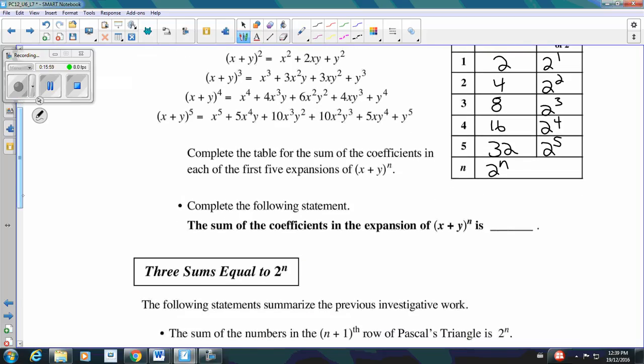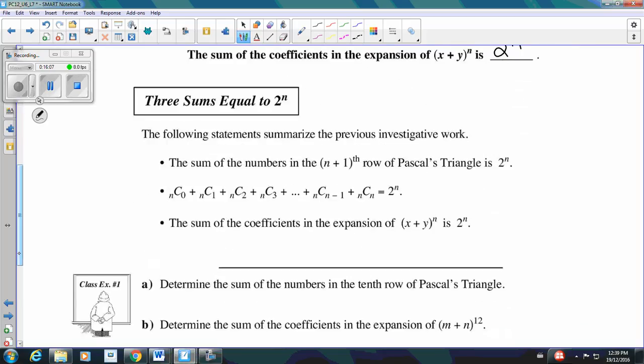So the sum of the coefficients in the expansion is 2 to the n. The following statements summarize the previous investigative work. So this is the important part. The sum of the numbers in the (n plus 1)th row of Pascal's triangle is 2 to the n.